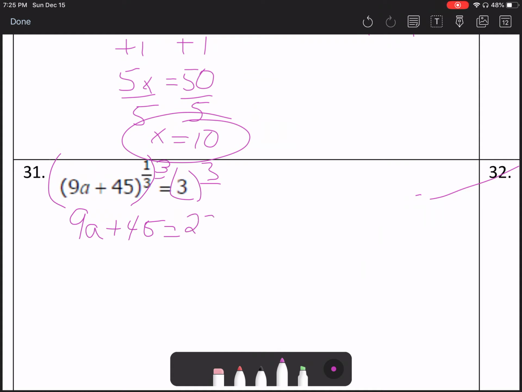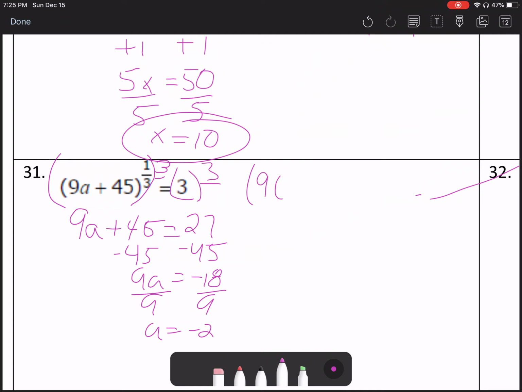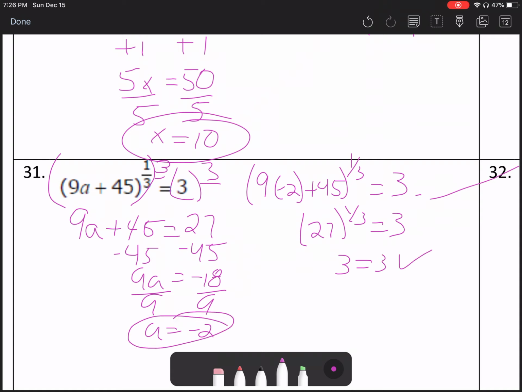3 to the third power is not 9. Remember, it is 27. I subtract 45, subtract 45. I have 9a is equal to negative 18. Divide by 9, divide by 9. I end up with a is equal to negative 2. I plug it into the original problem. So 9 times negative 2 plus 45 to the 1/3 power should be equal to 3. Put all that in my calculator, I end up with 27 to the 1/3 power is equal to 3. 3 is equal to 3. So a equals negative 2 is indeed my answer.